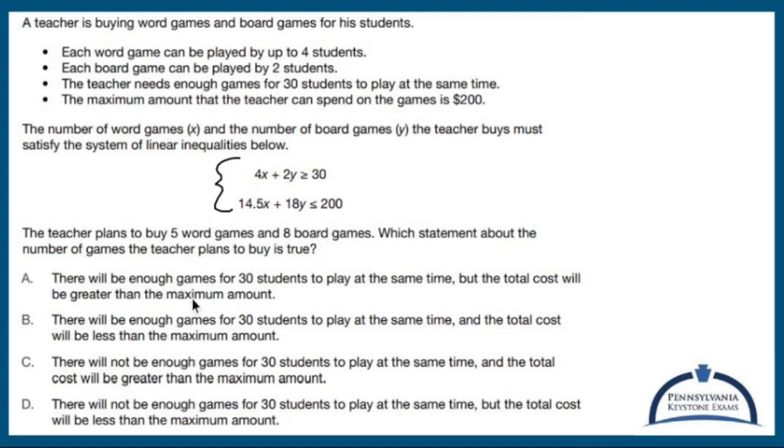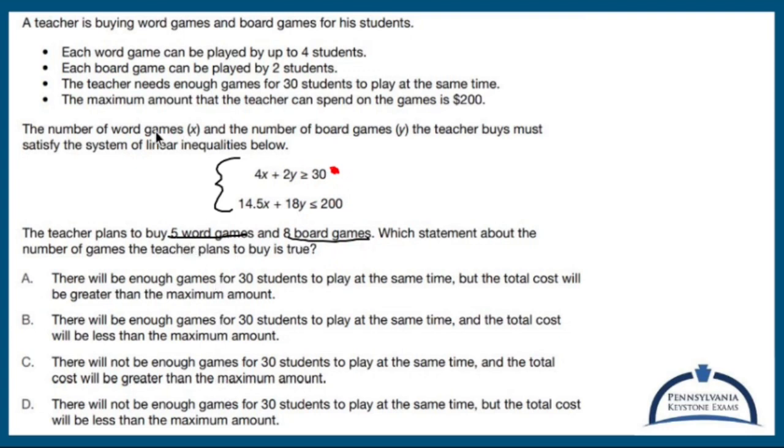All right, so before I even look at these, let's try to figure stuff out. Basically, this equation is how many kids can play these types of games, and I need enough games for 30 kids. This is how much the teacher is spending. I can't spend more than $200. So if it's going to give me these parameters, 5 word games and 8 board games, let's try to figure out each situation and answer questions about each before I even look at my options.